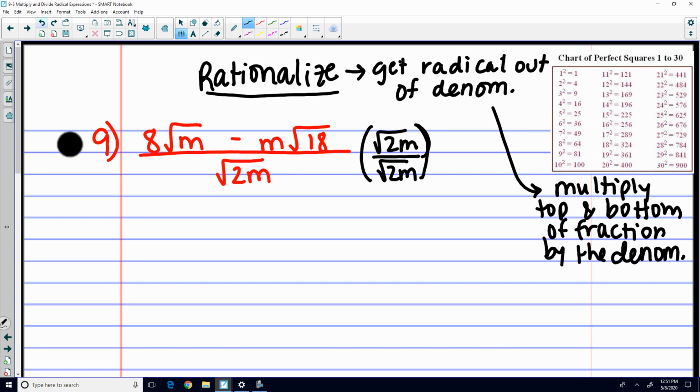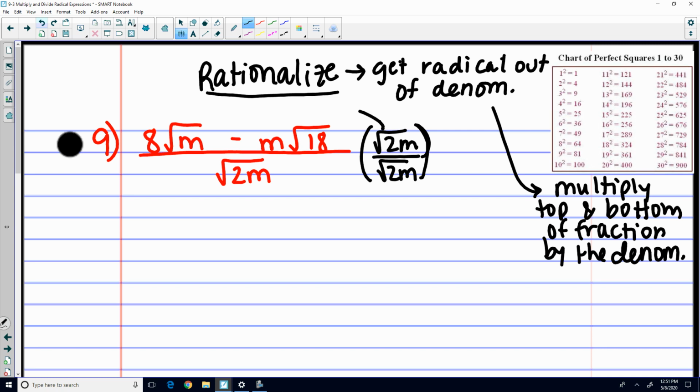Couple things. We are first of all allowed to do this because the square root of 2m divided by the square root of 2m is 1. Anything divided by itself, it doesn't matter what it is, is 1. And multiplying anything by 1 is still that number. So number 1, this is allowed. And number 2, when I do this, it will get the radical out of the denominator. And you'll see as we work through it. All right, so here we go.